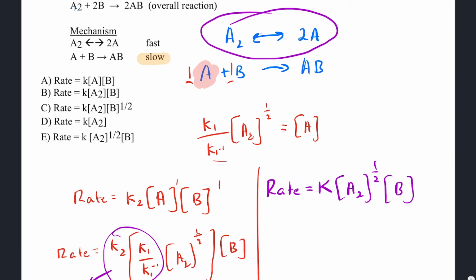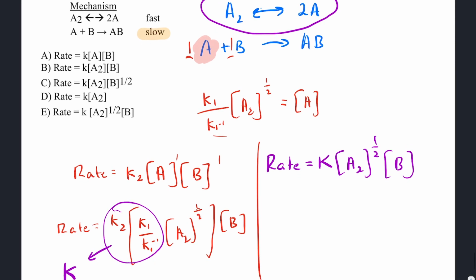We said, how can I rewrite A as something else? And I did that by taking the square root of both sides, and I was able to get the 1/2 power of A sub 2. Then, when I wrote my rate law again, I replaced this A with my substitution from before, and I could solve for the new rate law with respect to other variables.